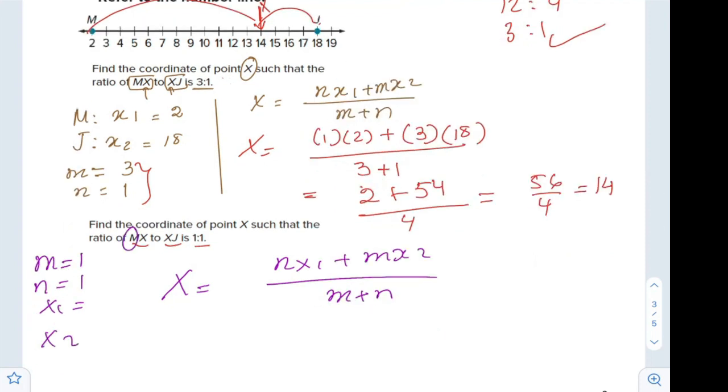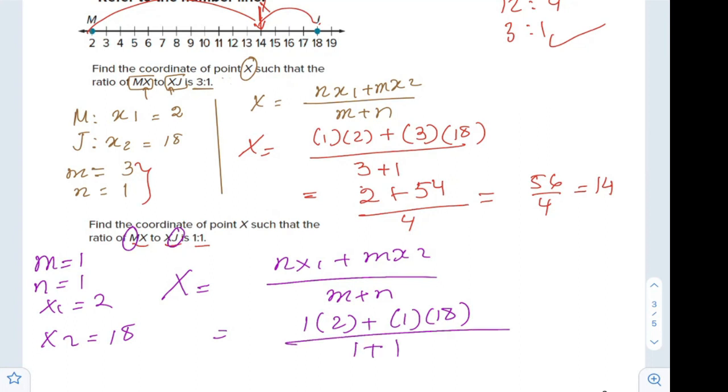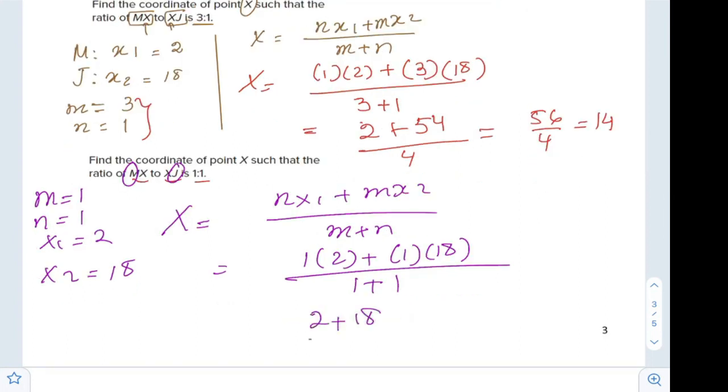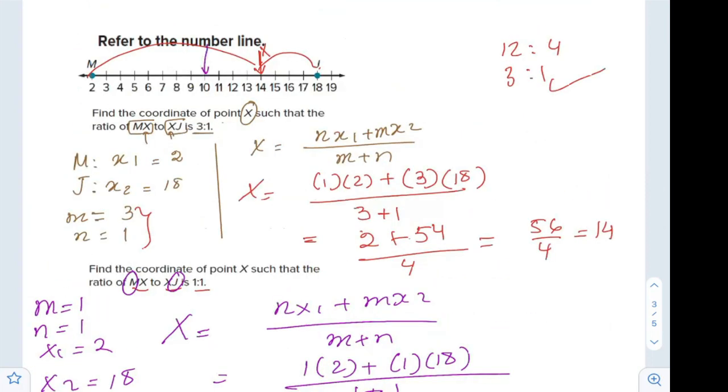We have m and n the same. M is the initial and N is the terminal. x1 is 2 and x2 is 18. Let's apply now. 1 times 2 plus 1 times 18 over 1 plus 1, and we are dividing by 2. So it's 2 plus 18 over 2, which is 20 over 2, which is 10. And 10 is exactly the midpoint as we might expect.